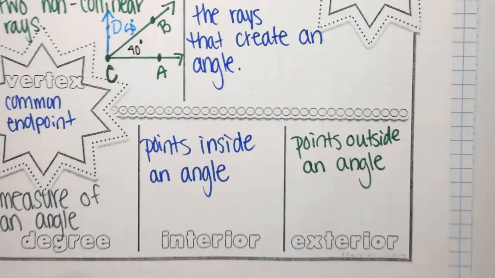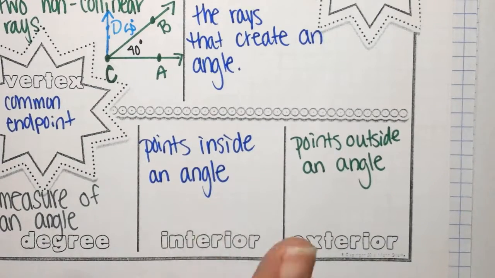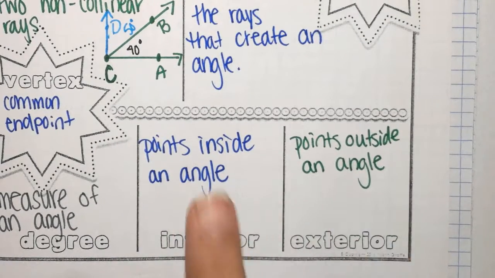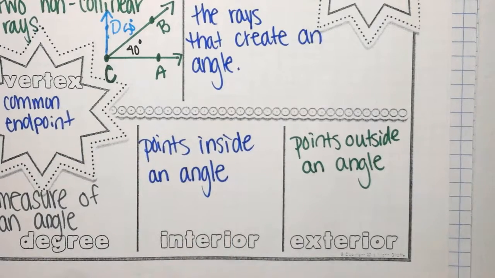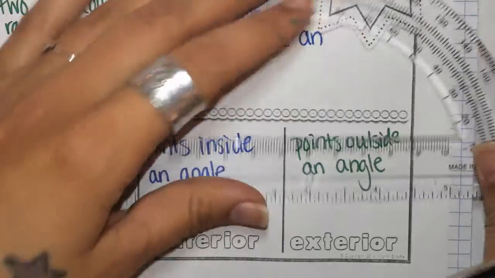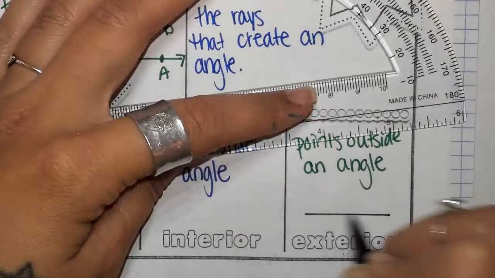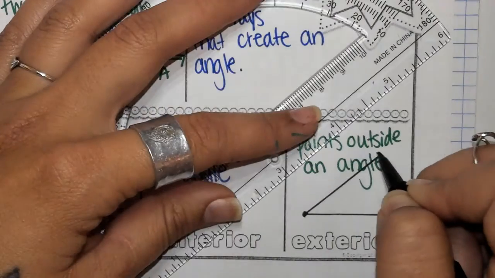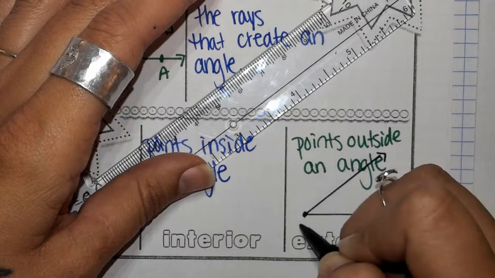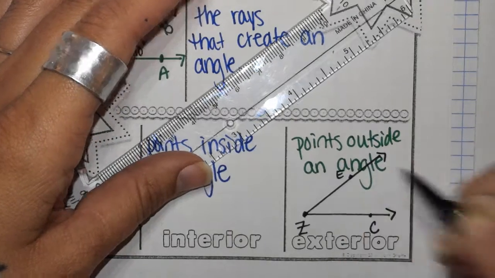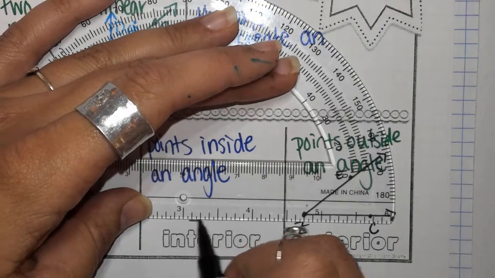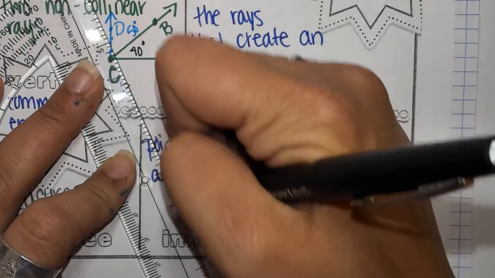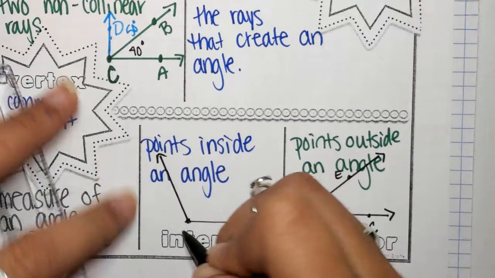So I would like you to please draw for me an acute angle over here. Draw me an acute angle in the exterior and an obtuse angle in the interior. Draw an acute in the exterior and an obtuse in the interior. And obtuse is more than 90. It can be up to 180.